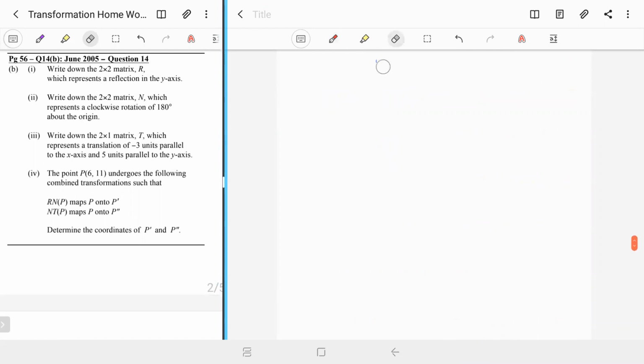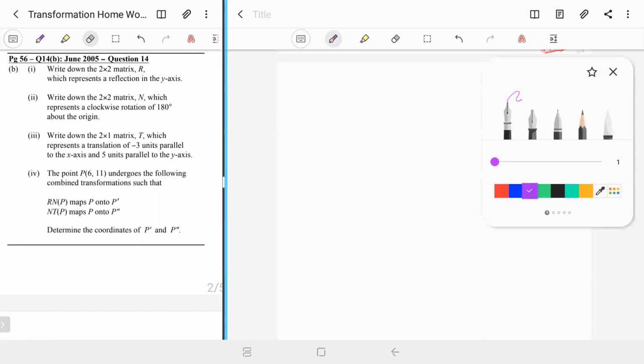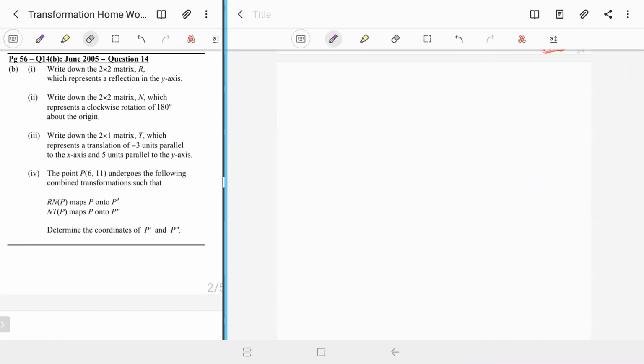So it's very similar to the RS and the SQ that we just did a while ago. All right, so this question says, look at it. Write down the 2 by 2 matrix R for reflection in the y-axis. It's basically almost the same thing. R is a reflection in the y-axis. A while ago we did y equals x, now it's the y-axis, part 1.